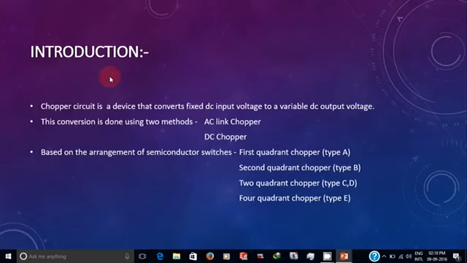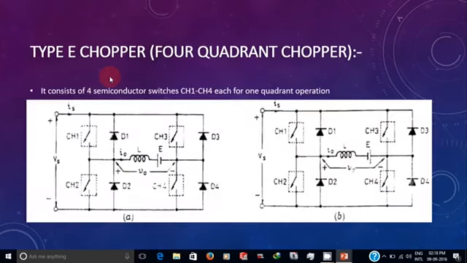Based on the arrangement of switches, they are classified into first quadrant, second quadrant, two quadrant, and four quadrant choppers. They are also named as type A, B, C, D, E. Now we are going to see the type E chopper, which is the four quadrant chopper circuit.